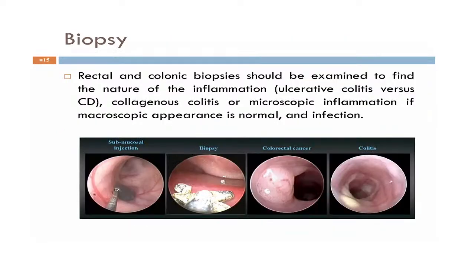Now, rectal and colonic biopsies should be examined to find the nature of inflammation, that is ulcerative versus Crohn's, collagenous colitis, microscopic inflammation if the macroscopic appearance is normal, and inflammation. So, biopsies will help us to determine whether it is UC or CD, whether it is a collagenous colitis, or whether there is the presence of an infection.